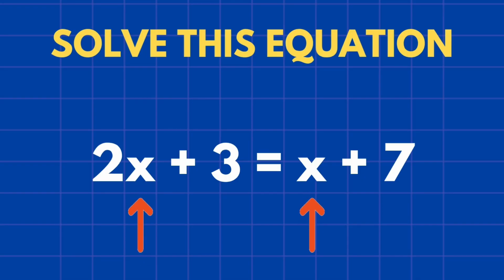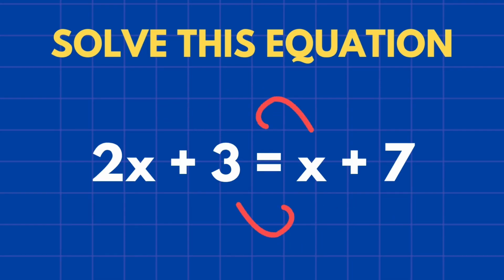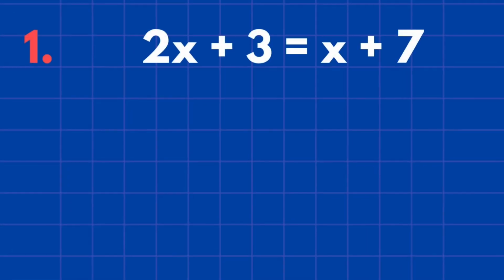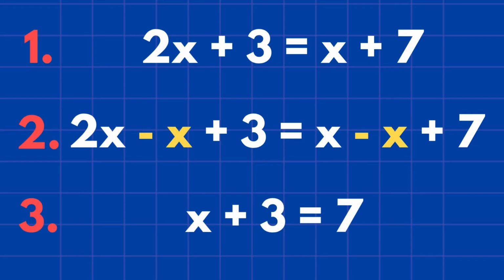Isolate x. The main idea when we have an equation where there's variables on both sides is to get the variables on one side of the equal sign and the numbers on the other. First step is to move all variables to one side. Remember from our previous video, whatever you do to one side, you must do the same to the other side. Since there's a 2x on the left and just x on the right, we'll subtract x from both sides. Now that leaves us with x plus 3 equals 7.